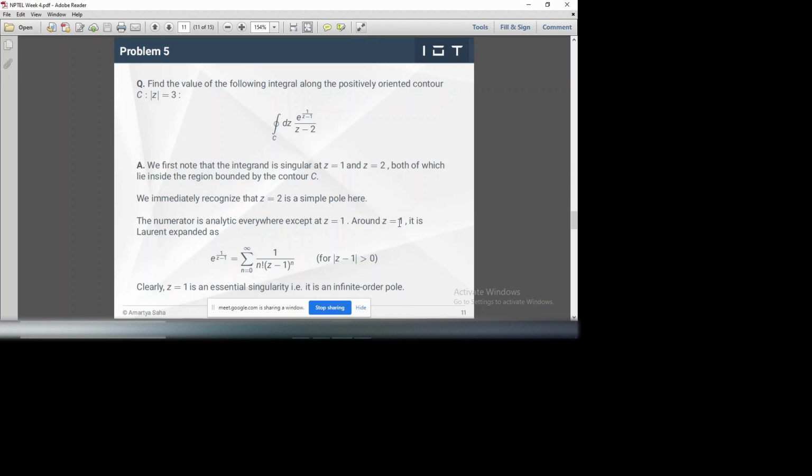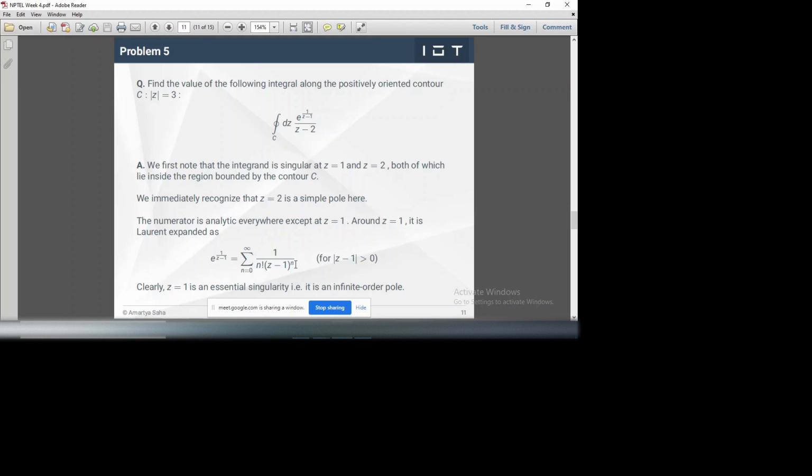So around z equal to 1, we have this Laurent expansion. That is the series for e to the power x with x replaced by 1 by z minus 1. Clear? And that is valid for mod z minus 1 greater than 0. So this series expansion is valid everywhere except precisely at that point of singularity. Please understand that z minus 1 has only negative powers in this expansion.